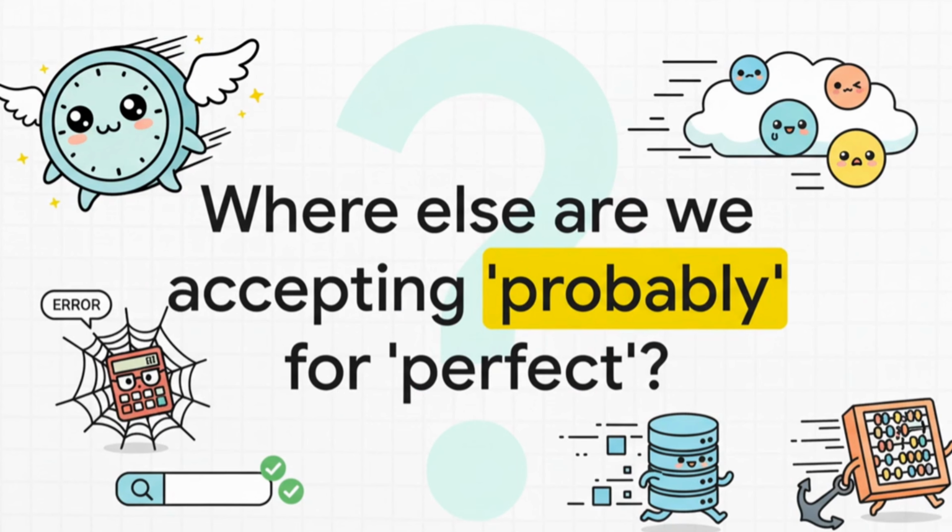So really, the Bloom filter leaves us with this pretty fascinating idea, right? It teaches us a huge lesson that sometimes being probably right is just infinitely better than being perfectly slow. And it really makes you wonder, doesn't it? Where else in all the technology we use every day are we making these kinds of trade-offs? Where are we accepting good enough instead of perfect to make our digital world faster, smarter, and more efficient?